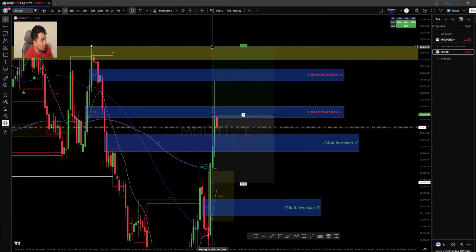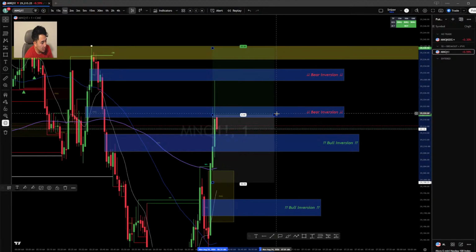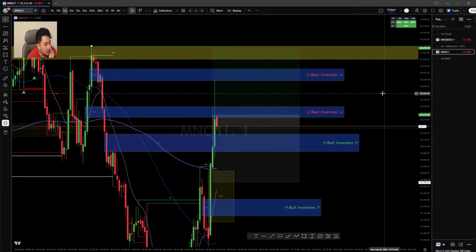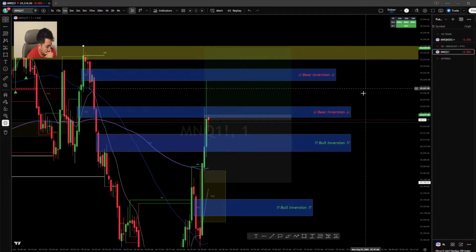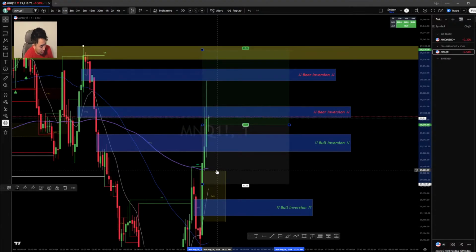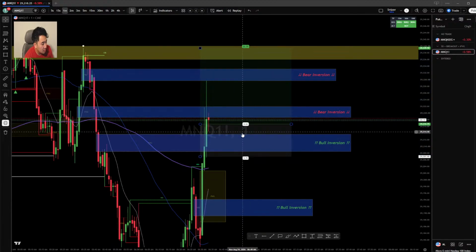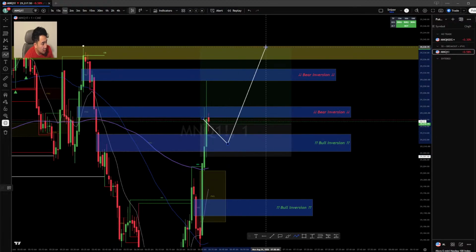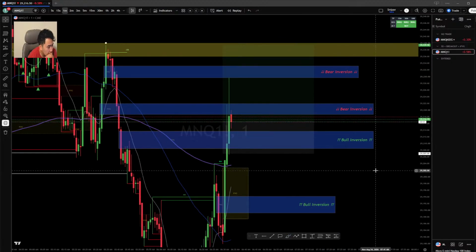All right, so let's see how price respects this bullish inversion zone right here. The only thing is we have this bearish inversion zone sitting really close by. Even if you got in right around here and price pulled back down, you're looking for something like this, but then you have this guy and this guy keeping price down. So we'll see where the entry would be.